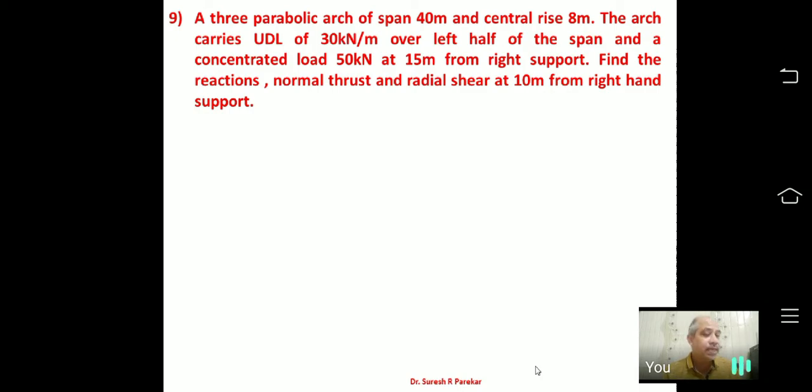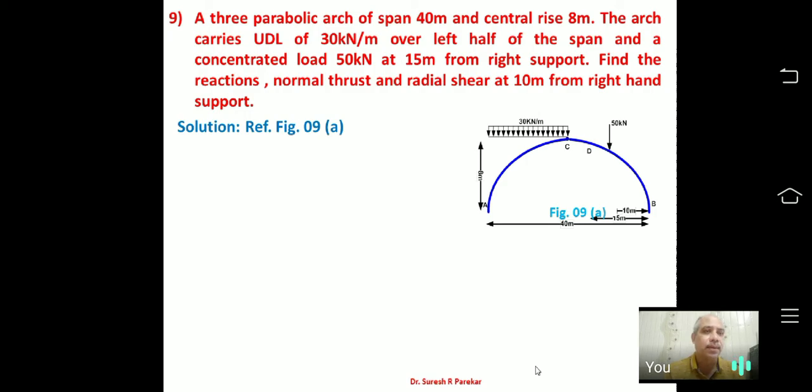So the total span is given as 40 meters. We have to first draw the diagram. So we can have this diagram. For a combination, whatever it may be, we need not be afraid of it. We have to simply find the reactions at support A and at support B, then find the reactions at the point where you require normal thrust and radial shear. So now we have 4 reactions, and we will show these 4 reactions which we have to calculate.